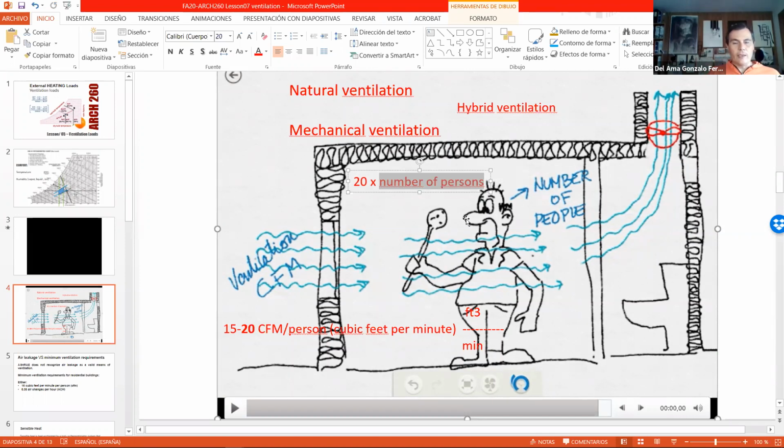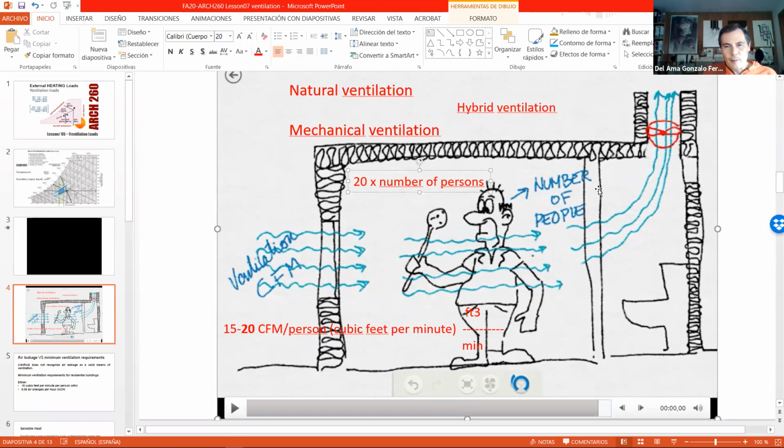We are the architects and we can talk to the client. How many people are there in a classroom? I don't know. It depends on the number of chairs. But let's say 20, 25, 30, 15, I don't know. We have to deal with our client. We're designing a school. How many students do you want in each classroom? 20 maximum. Okay, 20 people times 20 CFM. Or how many people in the cinema? Oh, 1,000. Okay, 1,000 people times 20.